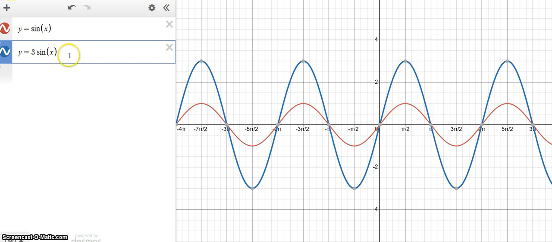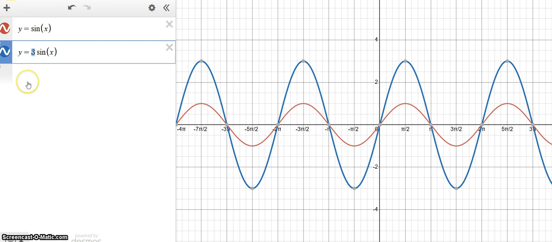We would now say the amplitude of the blue graph is 3, because that's the highest point. And its lowest point is -3. So this number out front changed the amplitude. It didn't really change any of the x values. They're all the same. It really changed the y values.